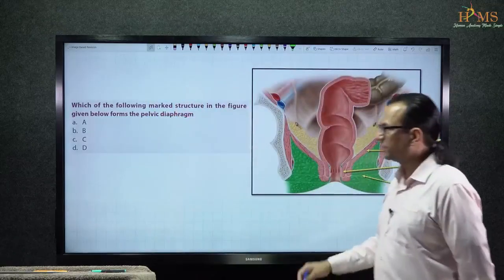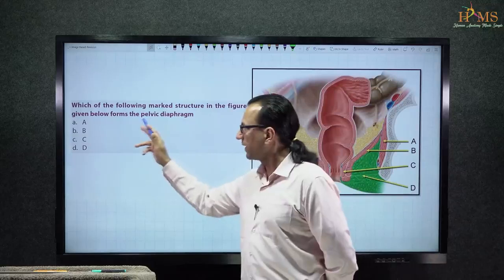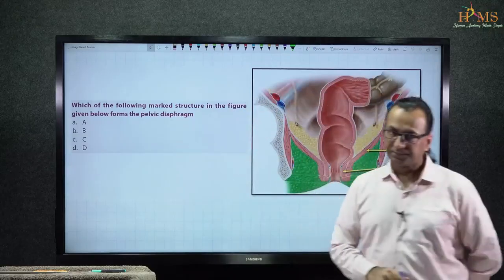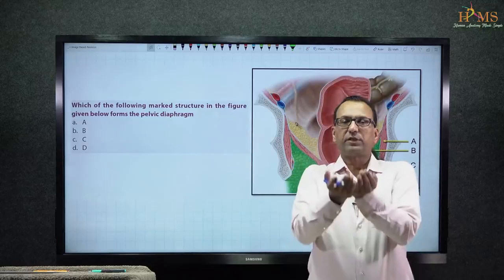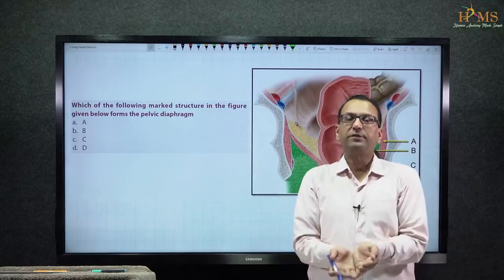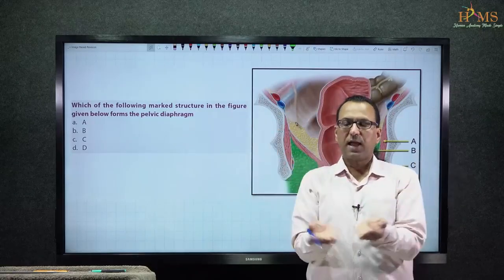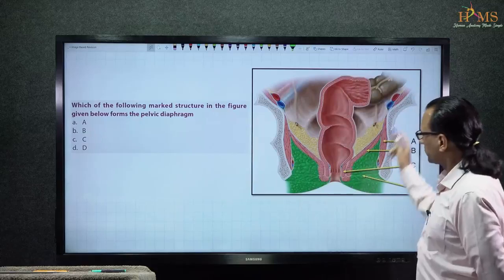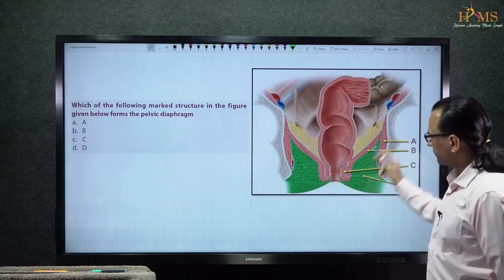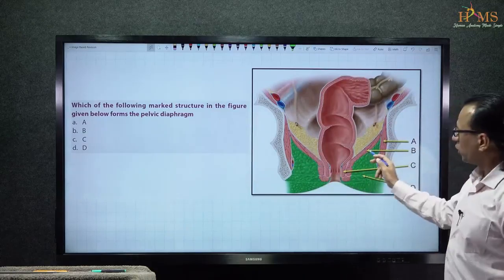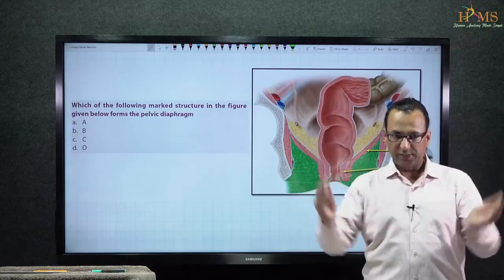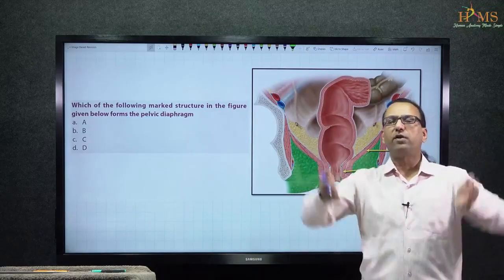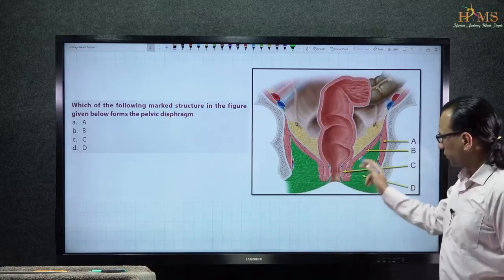The present question is asking us about the pelvic diaphragm, that is levator ani muscle. It is like a support of the pelvic viscera to support like urinary bladder, uterus or rectum, and that is going to be a muscle which is here. So marker B should be our answer. And also remember that it is basically forming the middle boundary of the ischiorectal fossa.